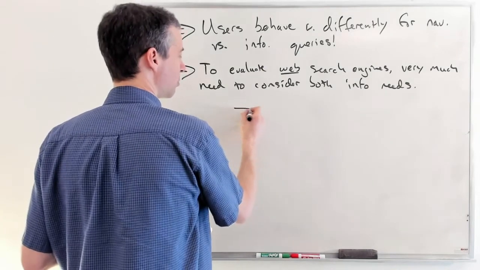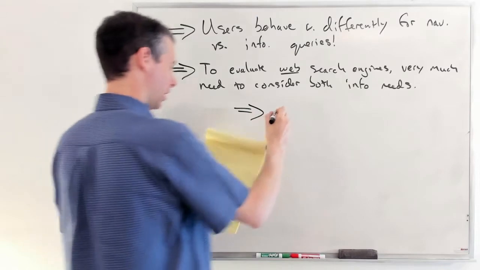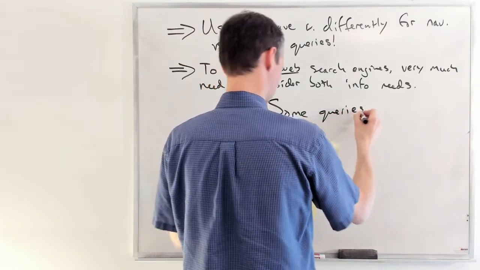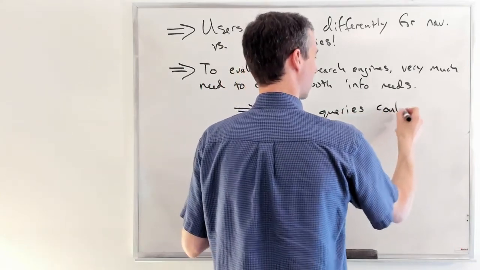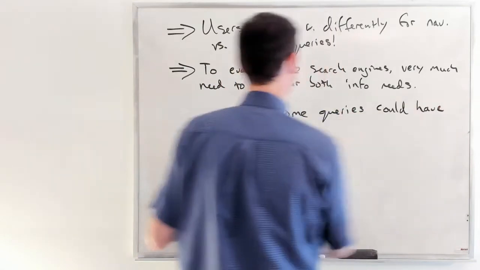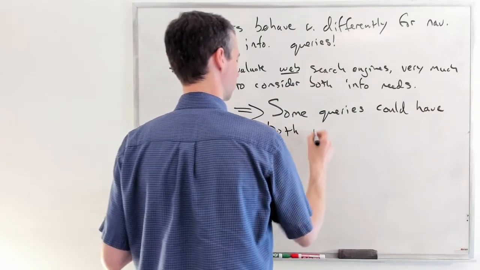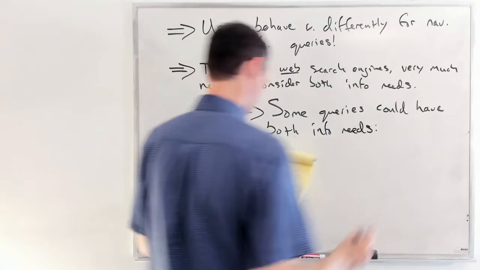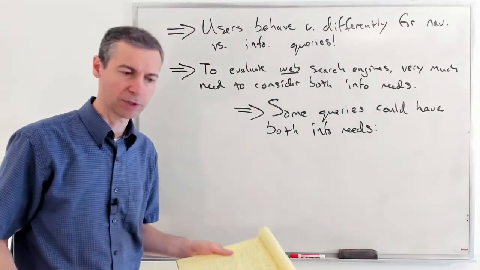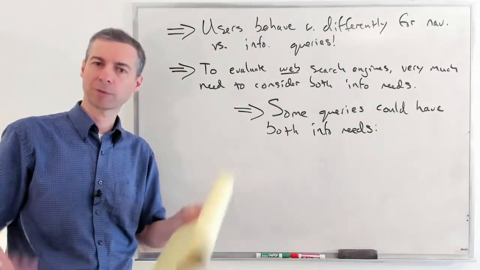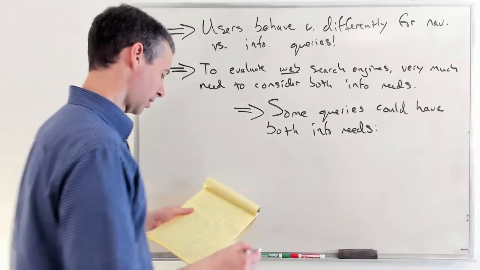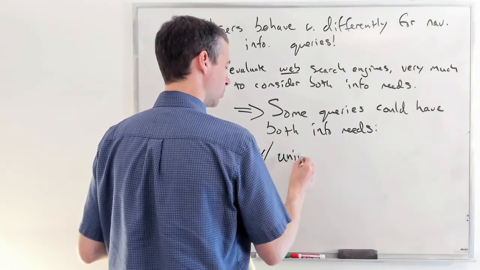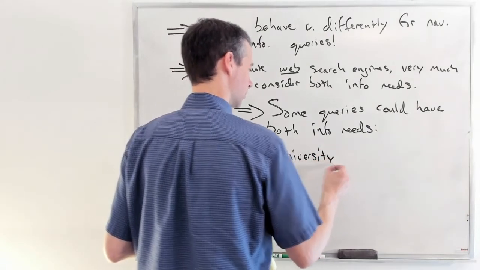And just to point out how tricky this is, some queries could have both information needs behind them. So one, I need the web page. The other one, no, I want to learn more about this. I want to probably read several things about it. Let's take an example. Someone gives the query, University of Waterloo.